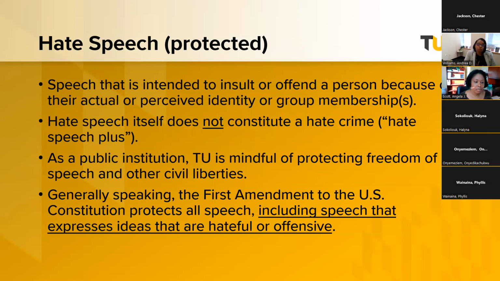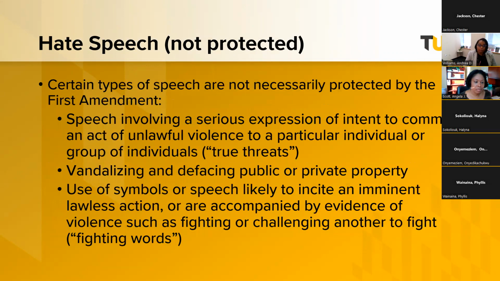So what hate speech is protected? Let's go into that. Speech that is intended to insult or offend a person because of their actual or perceived identity or group membership. Hate speech itself does not constitute a hate crime. As a public institution, we must be mindful of protecting freedom of speech and other civil liberties. Generally speaking, the First Amendment, which I'll stress again, to the US Constitution protects all speech, including speech that expresses ideas that are hateful or offensive.